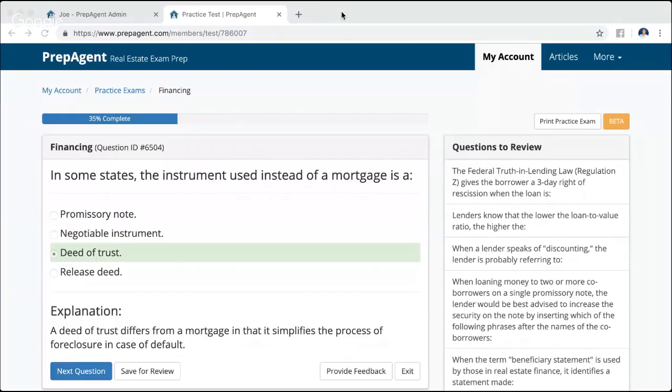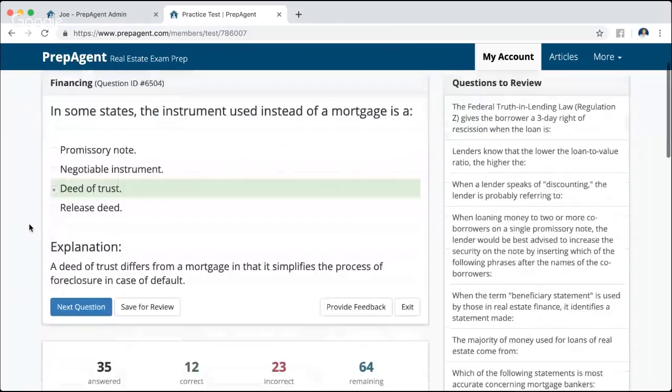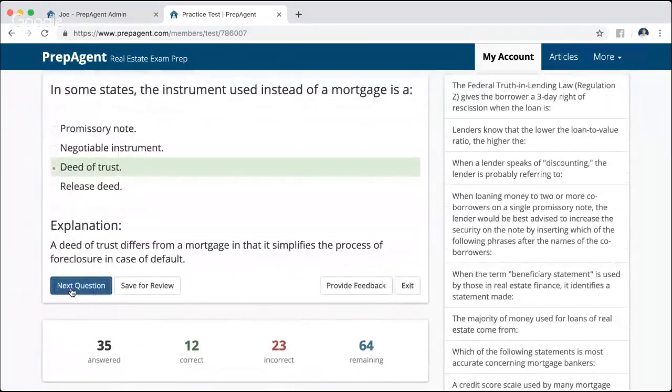Okay. So the answer is not A, a promissory note, because that is just evidence of the debt, and any type of loan in any form uses that. They all use that. So it's not used in place of a mortgage, it's part of the process. Okay, moving on.